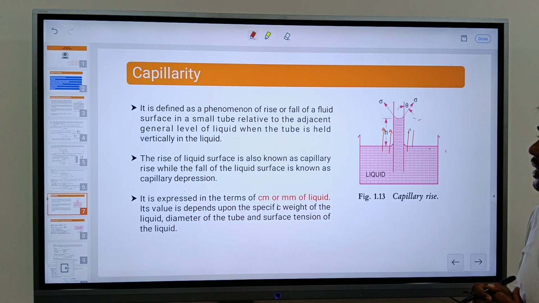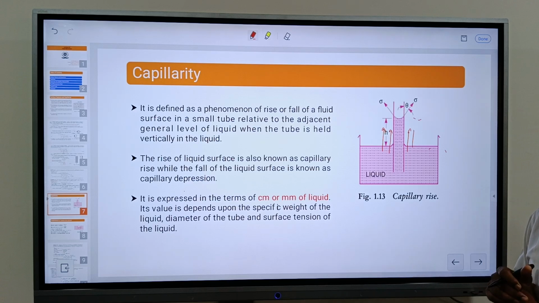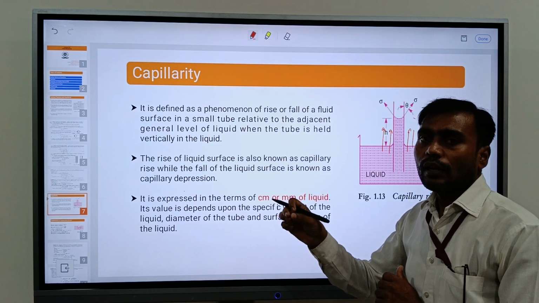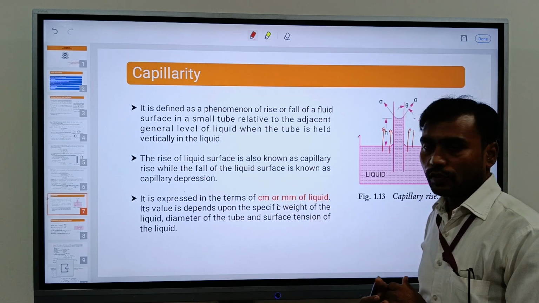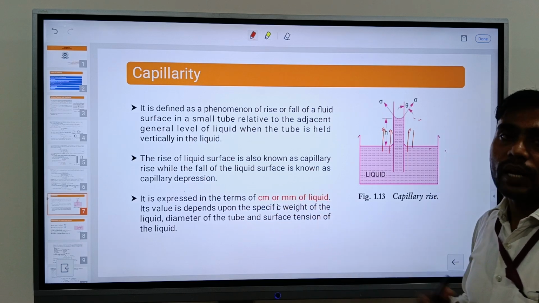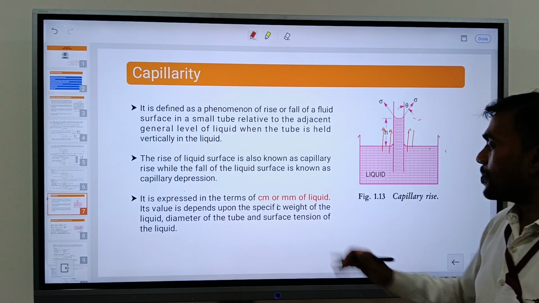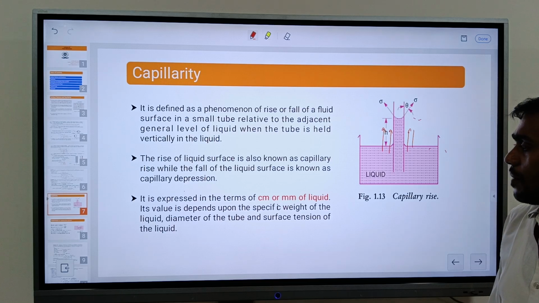How can one represent the capillarity or capillary behavior? It is represented by the height of water rise in a capillary tube or the depth of water fall in a capillary tube. Okay, and it can be represented in terms of centimeter or mm of liquid. Its value depends upon the specific weight of the liquid, diameter of the tube and surface tension of the liquid.